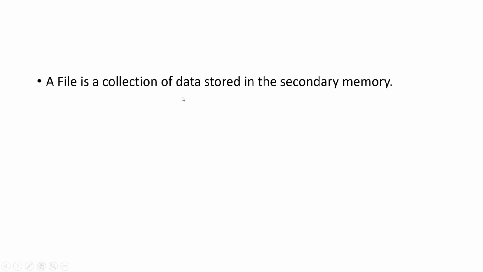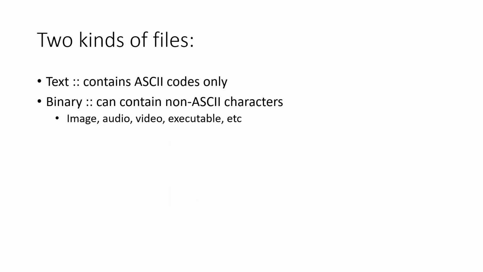In this video, let us see the file management in C. A file is a collection of data stored in our secondary memory or our hard disk. There are two kinds of file, the text file or binary file. The text file contains only ASCII codes. But in the case of a binary file, it can contain non-ASCII characters. For example, images, audios, videos, executables, etc. are stored as binary files.